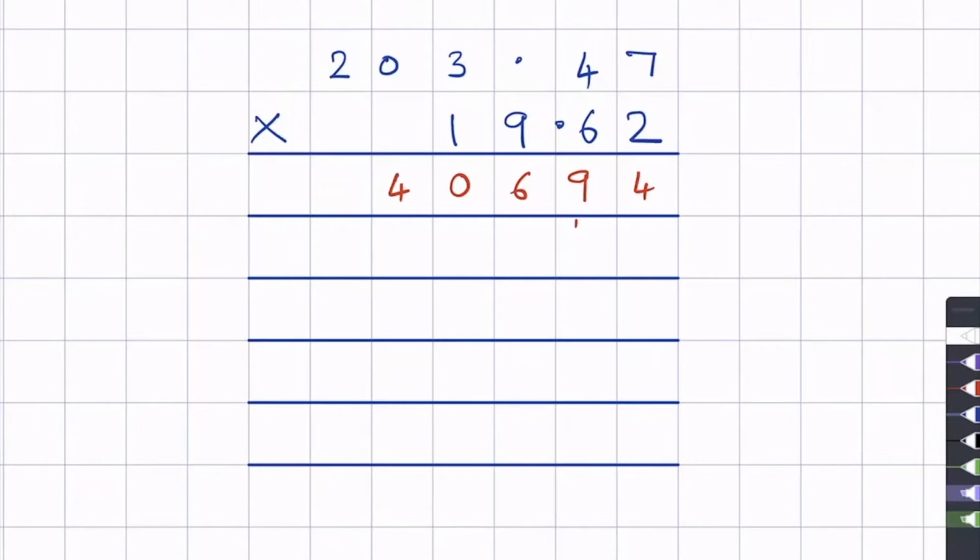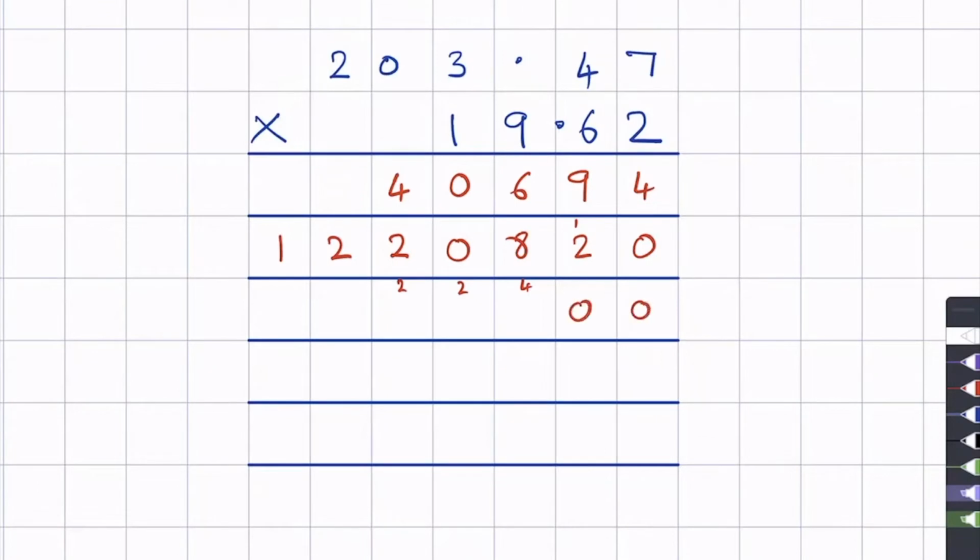New number, new line. Start with a 0. 6 7s are 42. Carry the 4. 6 4s are 24, add the 4, which is 28. 6 3s are 18, add the 2, gives me 20. 6 0s are 0, add my carryover, and 6 2s are 12. Then I move to the 9 in the 19.62, new number, new line, start with 2 zeros.